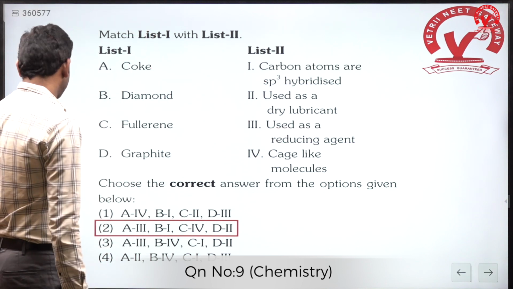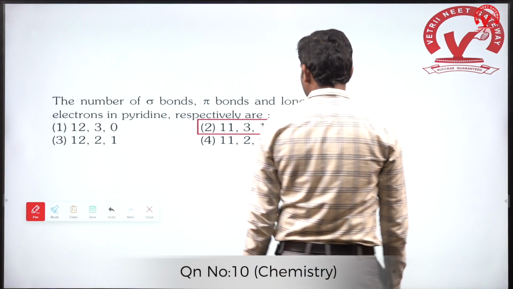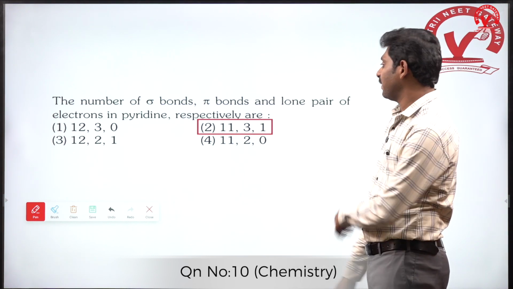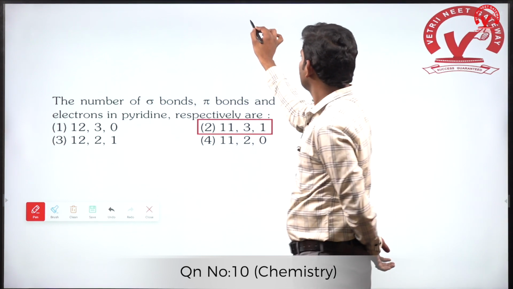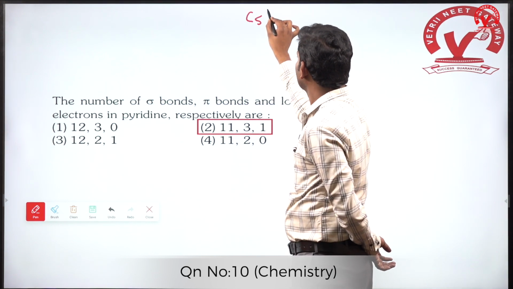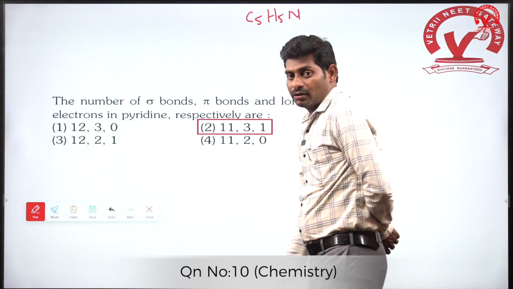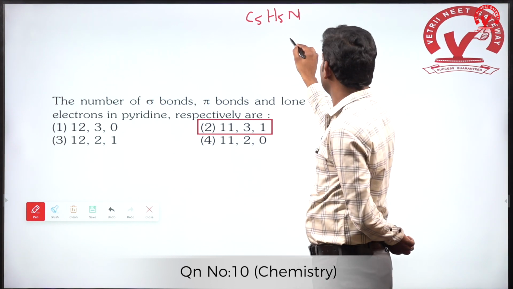Next we will move on to the next question. The number of sigma bonds, pi bonds and lone pairs of electrons in pyridine, respectively. First, pyridine, C5H5N, is the structure of pyridine. You can write the structure, and it looks like benzene.